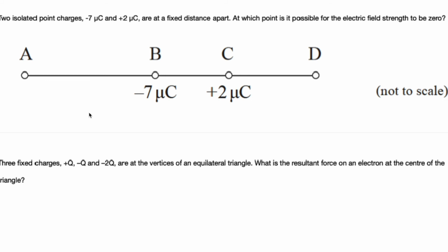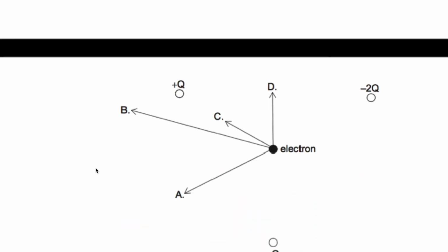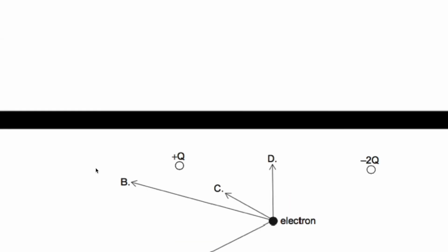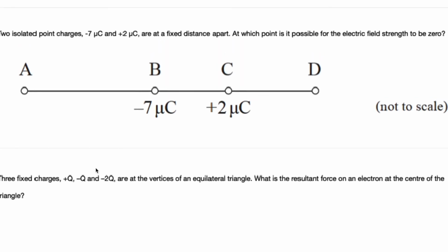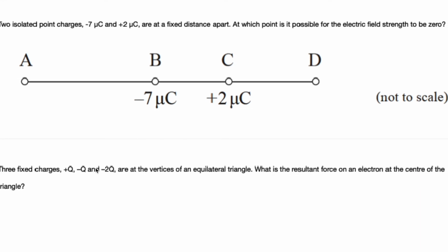Two isolated charges, -7 microcoulomb and +2 microcoulomb. At which point is it possible for the electric field strength to be 0? A, B, C, D. At which point is it possible? Alright, so let's see this problem.